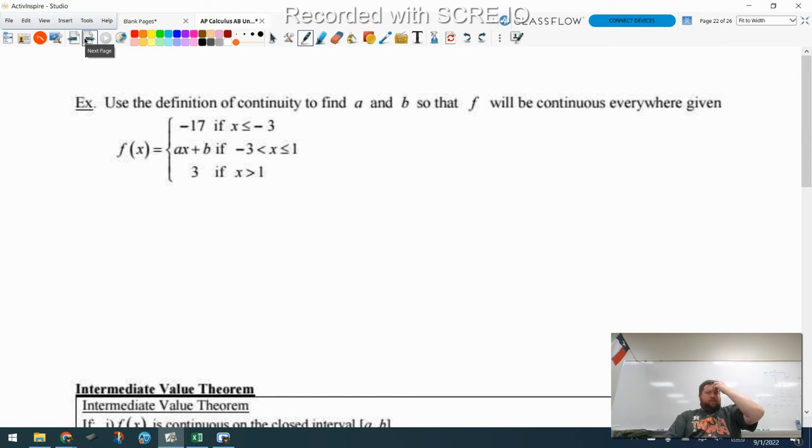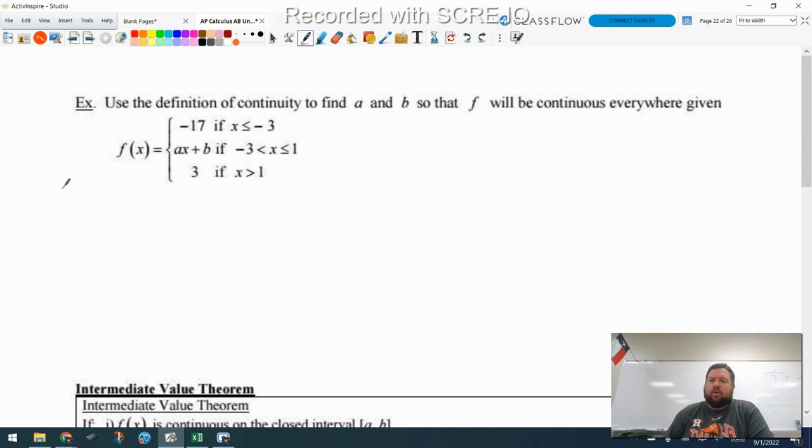All right, this one's a little tougher. Same idea, though. Use the definition of continuity to find A and B so that f will be continuous everywhere. Okay, so they just added another constant in there. Now we have to find 2 constants. So you'll kind of see what's going to happen here of how we're going to find both of them.